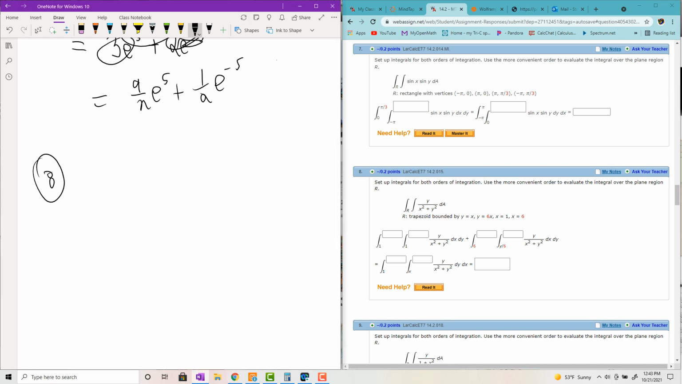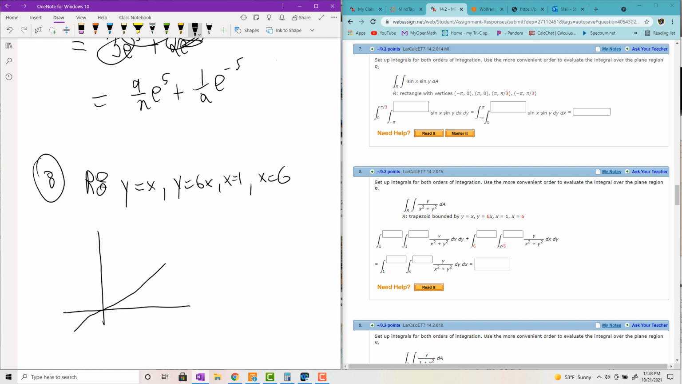Okay, so I want to set up both orders of integration and then integrate the easier one. And what we're dealing with for our region is y equals x, y equals 6x, x equals 1, and then x equals 6. Okay, so it looks like it's vertically simple. In particular, y equals x looks like this. Y equals 6x, this would be up 1 over 1. So 1, 2, 3, 4, 5, 6. Up 6 over 1 is this curve then.